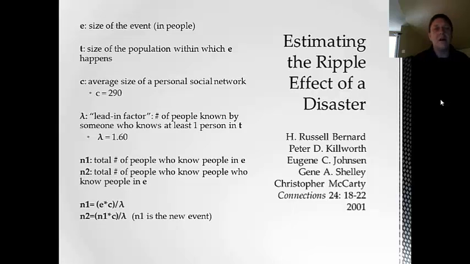There's a lead-in factor, which is the problem that, sure, you and I may each know 290 people, and maybe we're both in an event, but some of the people that you know are also some of the people that I know. And if we count them twice, then that's overcounting the number of people who know us because we were in the event. So they've actually studied how much overlap there is, and if you want to control for that, you just divide by 1.6, and that takes care of the problem. If you know that, you can know the total number of people who were in E, the event.